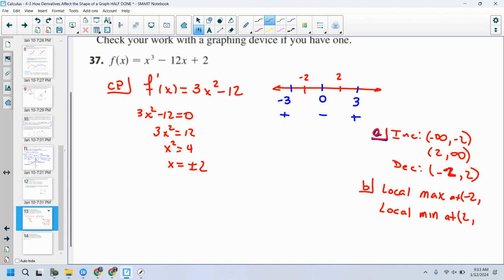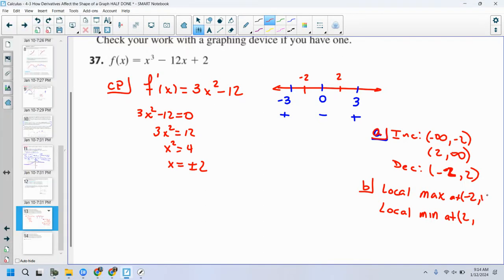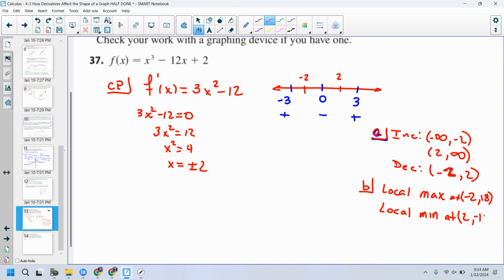And to do that, we just run them through the original. So we've got -2 to the third. That's not squared, that's the third. Minus 12 times -2 plus 2, which gets me an 18. -2 comma 18. Can we still see that 18 over there? Oh, yes. And then we run +2. 2 cubed minus 12 times 2 plus 2, which gets me -14. The reason why I'm finding those y values is because part E says to graph.